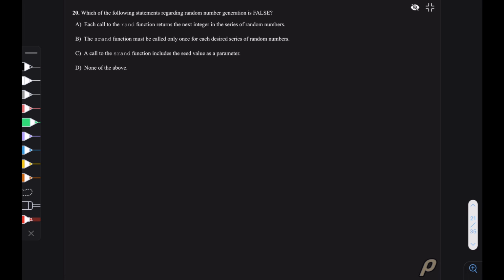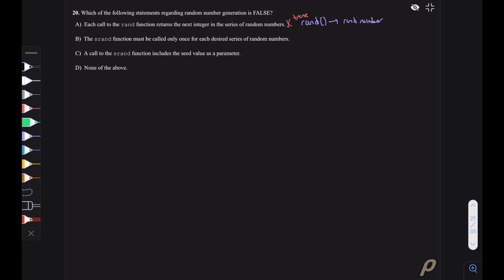All right, question number 20. Which of the following statements regarding random number generation is false? First one states, each call to the rand function returns the next integer in the series of random numbers. So what does this mean? So a call to the rand function just looks like this. Rand, what does this return? This just returns, well, a random number. And every time you call rand, it's going to return you a new random number in whatever series of random numbers. So this is true, so it's not our correct answer.